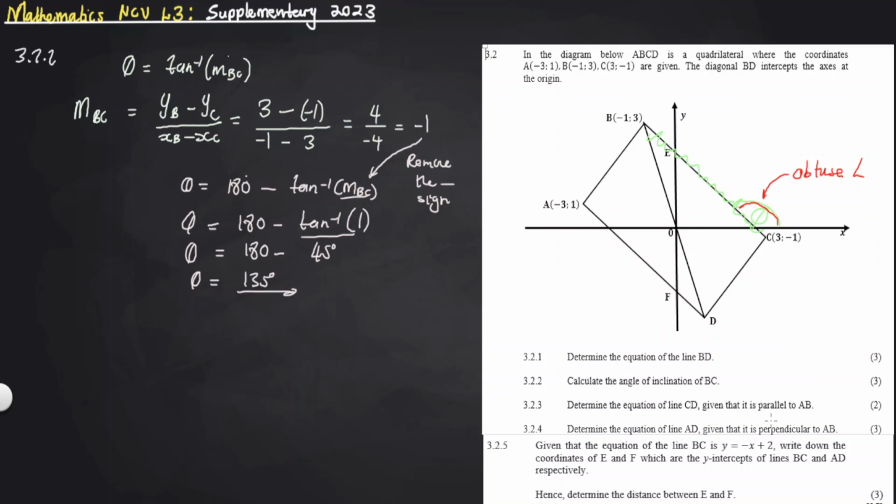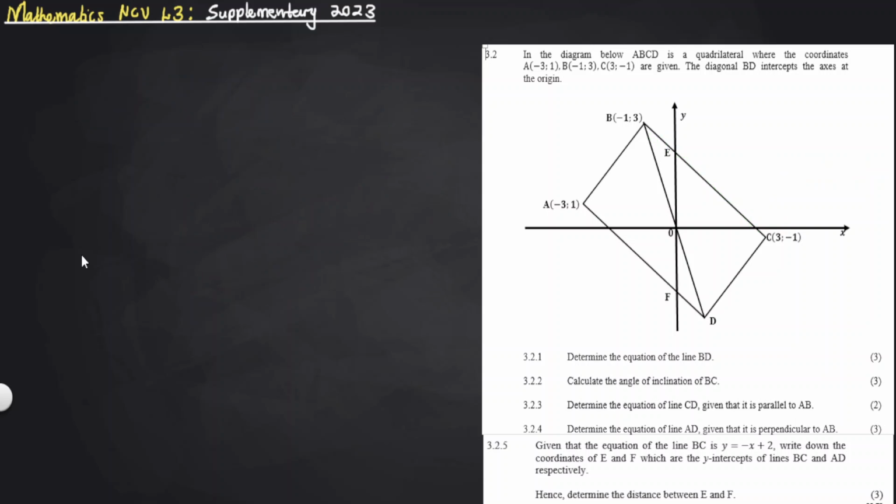CD. All right, so let's hide this. Question 3.2.3. In order to calculate an equation for any line, you need a point and a gradient. Now we want the equation for line CD. The problem is I only have one coordinate. The coordinate of D I don't have, so I cannot calculate the gradient for line CD directly.